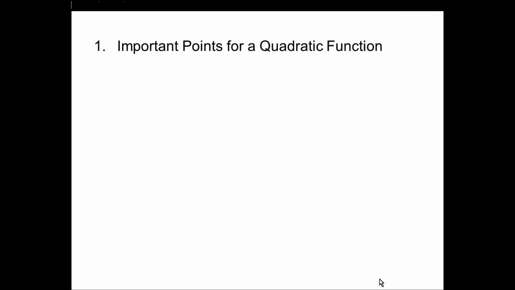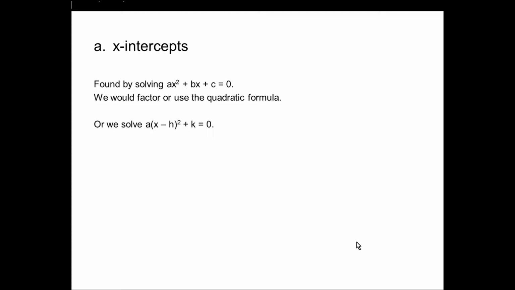So, important points for a quadratic function. Points as in points to plot, not important topics, but actual geometric points. X-intercepts. Now remember, you don't have to have an x-intercept. So how do you find them? They're found by solving ax squared plus bx plus c equals 0. That's if you're given the general form. We would factor or use the quadratic formula.